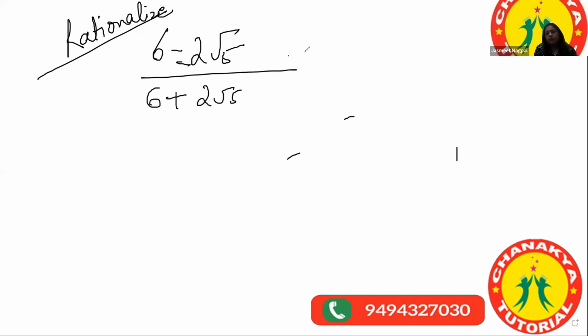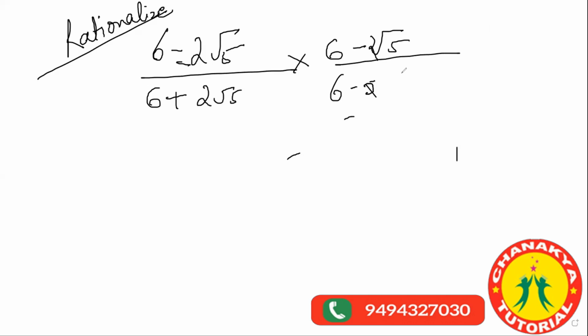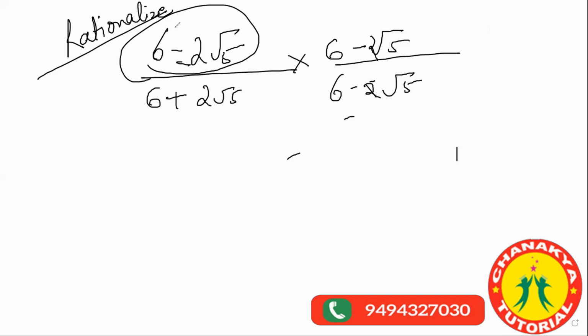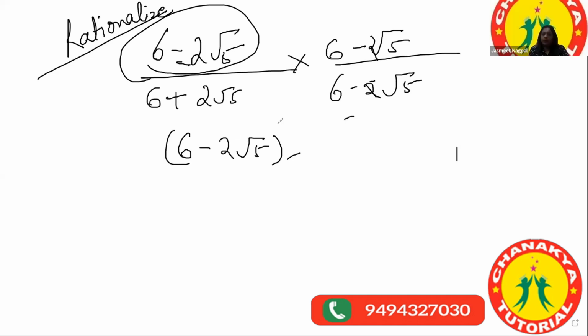Now you will change it: 6 minus 2 root 5 and 6 plus 2 root 5. After that, this is the same form, a minus b, right? Ma'am, but in the denominator we need to use the a minus b whole square formula. Yes, write in the numerator a minus b whole square. And the denominator will be the same.